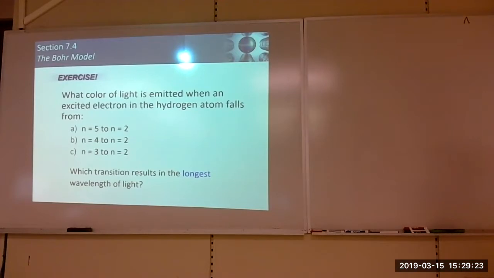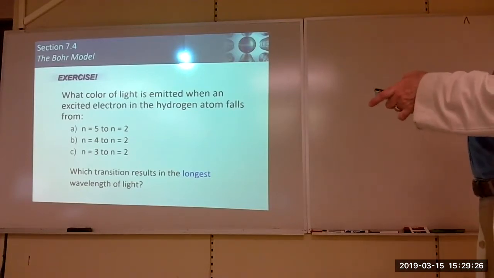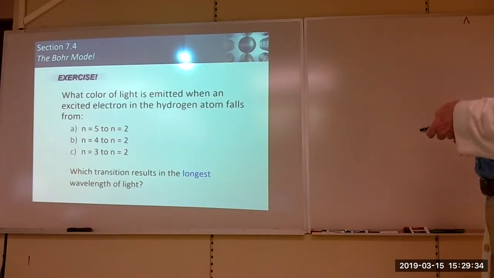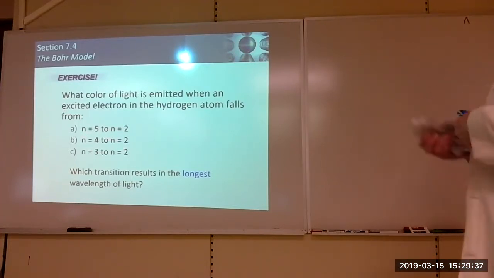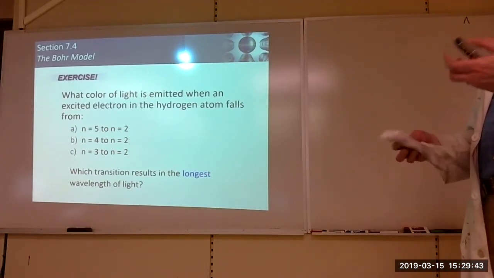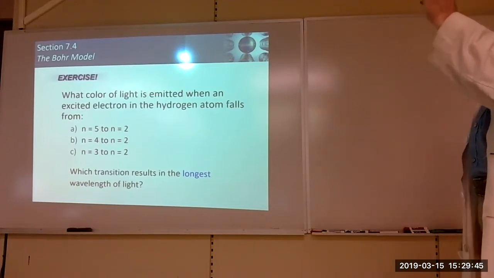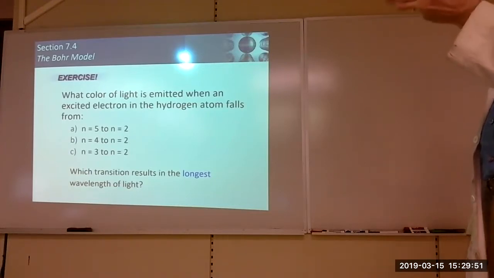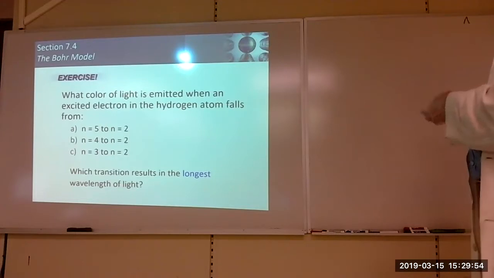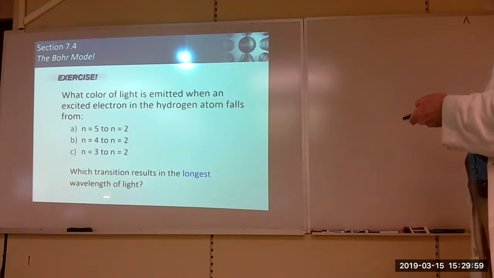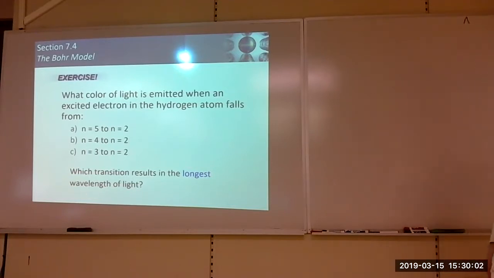Okay, so the question: what color of light is emitted when an excited electron in the hydrogen atom falls from 5 to 2, 4 to 2, 3 to 2? Well, you can do the calculation, just use that formula, and then you can compare the wavelength that you get with the Roy G. Biv spectrum and say, what color is it? We're not going to do that. It takes too long. But which transition results in the longest wavelength? We can do that one without any calculations.